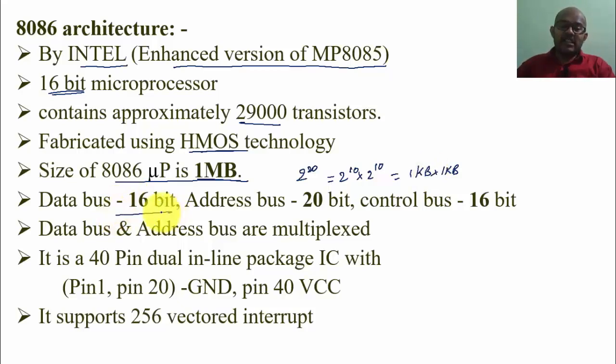So the data bus is 16 bits wide, the address bus is 20 bits wide, and the control bus is 16 bits wide. So this is very, very important.